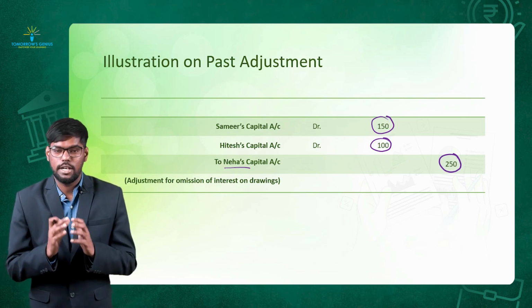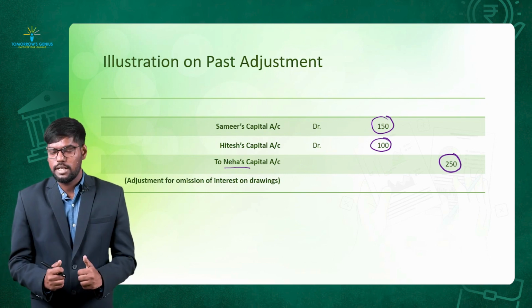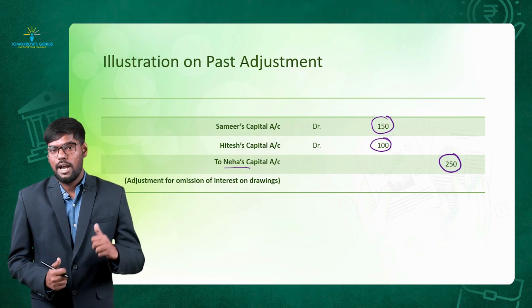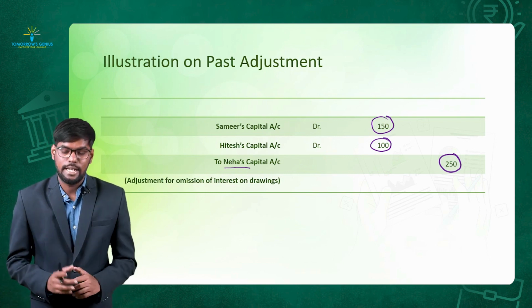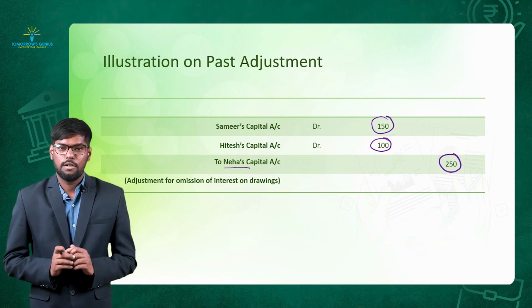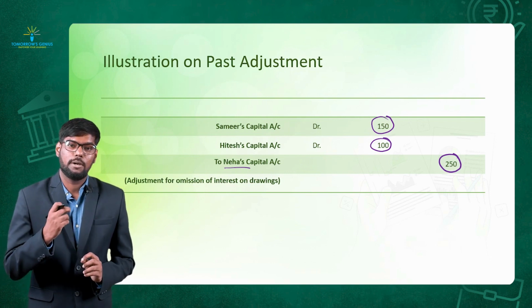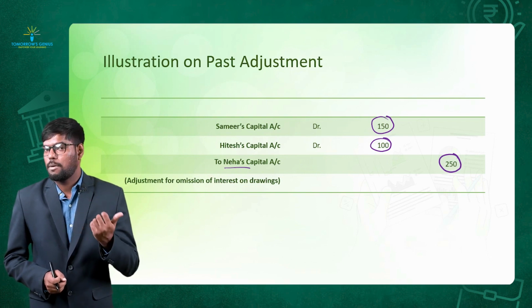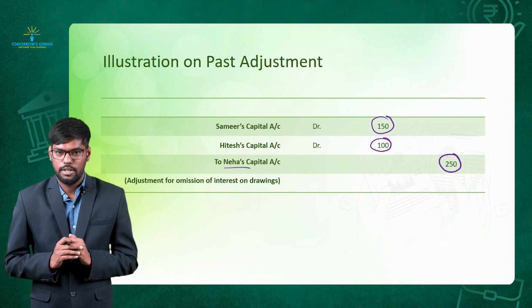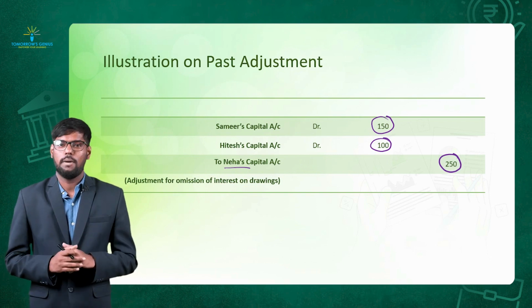As we discussed about interest on drawing, interest on drawing is income for the partnership firm business and expense for a partner. Accordingly, we created one working note, and with the help of that working note, we found out which partner's capital account to debit and which partner's capital account to credit. And finally, we pass one adjustment entry, right? So this is nothing but the past adjustment.